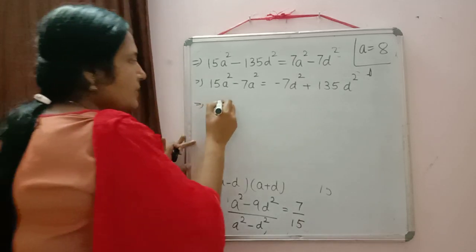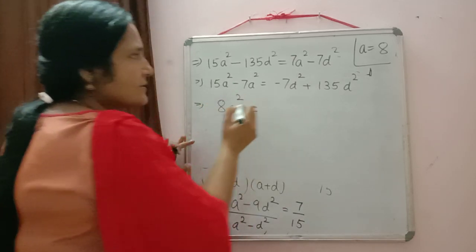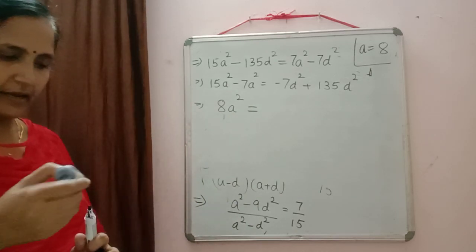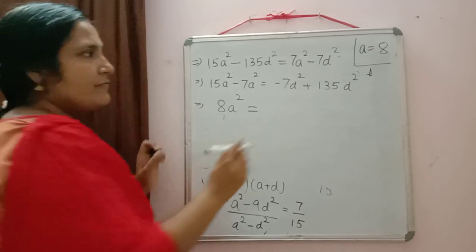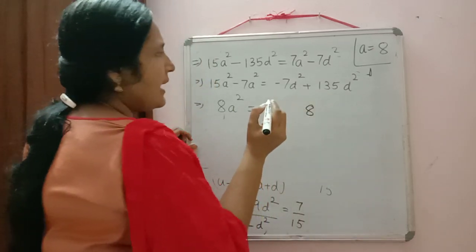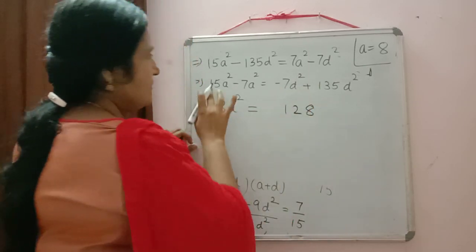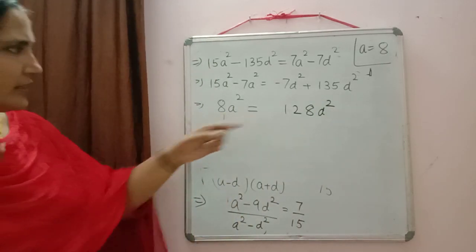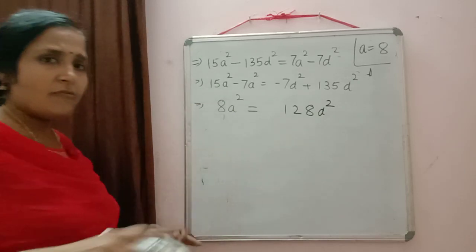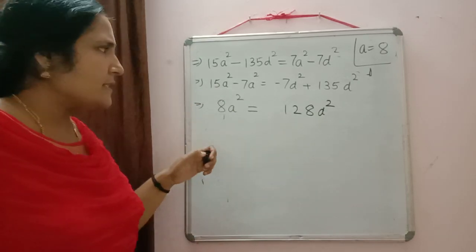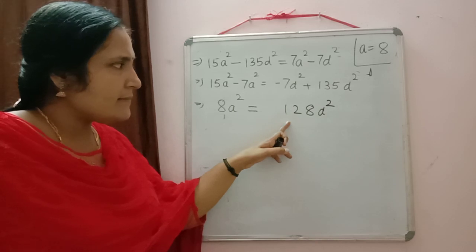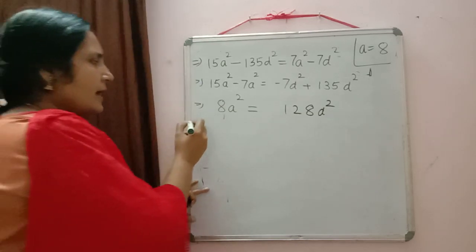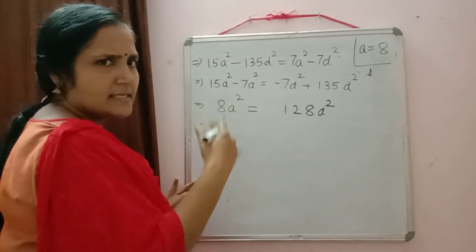15 minus 7 will be equal to 8. So we are getting 8A square is equal to 135 minus 7, which is 128D square. Now we are dividing to make our calculation easy. Whether this expression is divisible by 8? Yes, 8 ones are 8. So what we can do, we can cancel the whole term by 8 or we can shift 8 here. Which one is easy? You can do either.